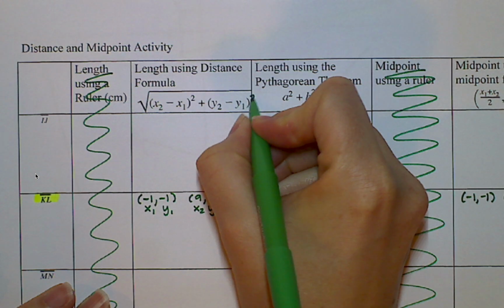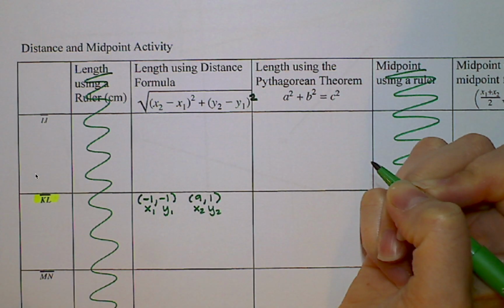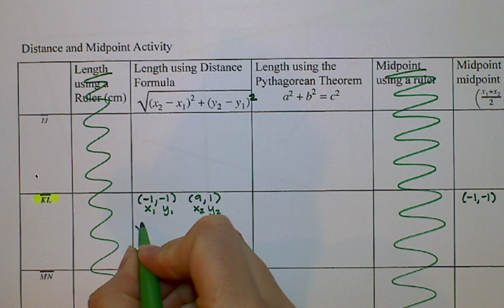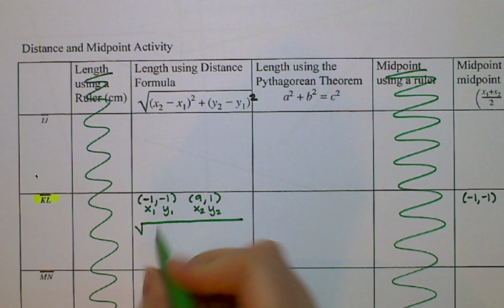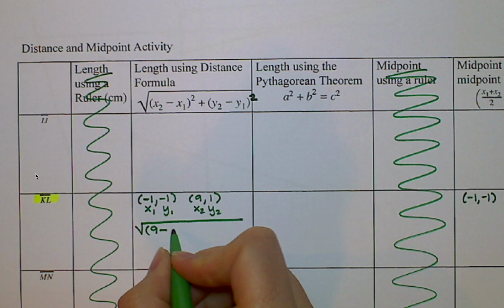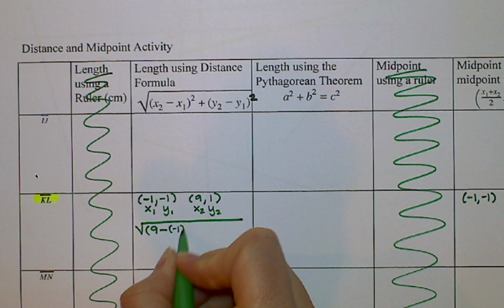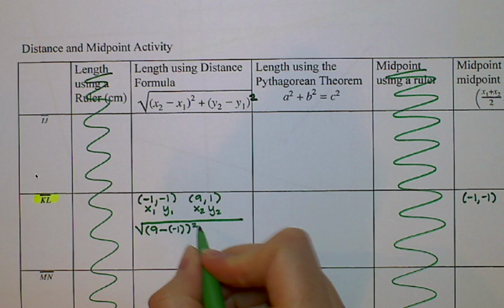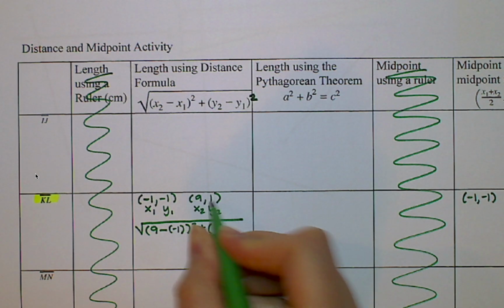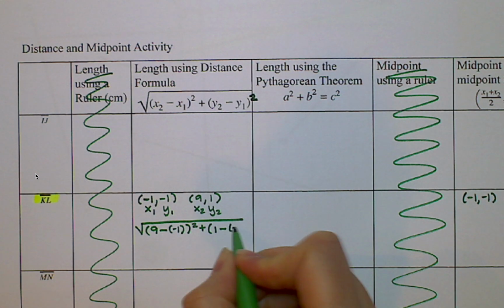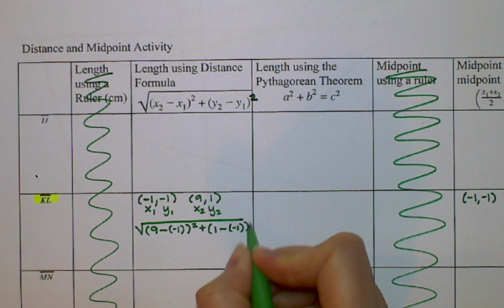Now it's kind of hard to see here, but this is supposed to be squared on this end, so please make sure that you write that in if you don't have it. So we're going to have the square root, and then our x2 is 9, minus our x1, which is -1, and then another parentheses, and then it's squared, plus our y2, which is 1, minus our y1, which is -1, squared.